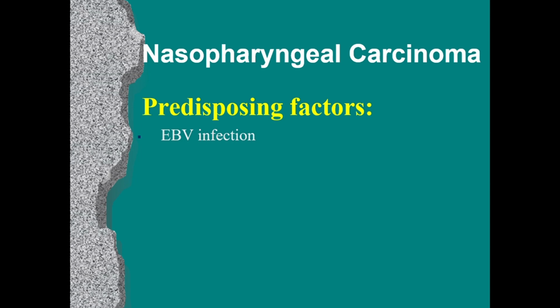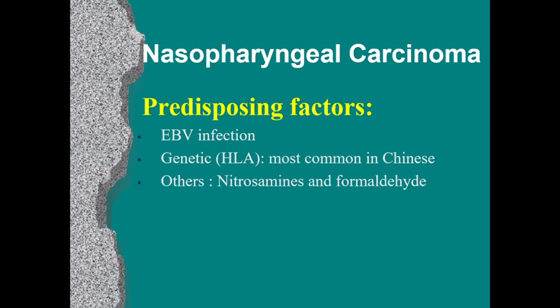So, Epstein-Barr virus infection is the major predisposing factor of nasopharyngeal carcinoma. In otolaryngology, it causes also infectious mononucleosis, and it causes also bulbar paralysis or cranial nerve paralysis, which may result in vocal cord paralysis. These are the viral infections in otolaryngology caused by Epstein-Barr virus infection. After that, genetic. Chinese are genetically susceptible to nasopharyngeal carcinoma. We don't know why, up till now. Others include nitrosamines and formaldehyde.